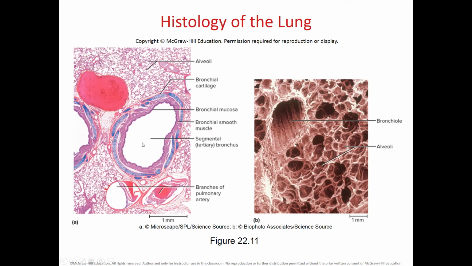And this is the histology of the lungs. So here you have the lumen of a segmental or tertiary bronchus. You can see here the smooth muscles surrounding these bronchi, the bronchial mucosa, and the bronchial cartilage. And then in here you can see the branches of the pulmonary artery and the alveoli. This is a huge magnification with a scanning electron micrograph showing you the bronchial walls and the alveoli.